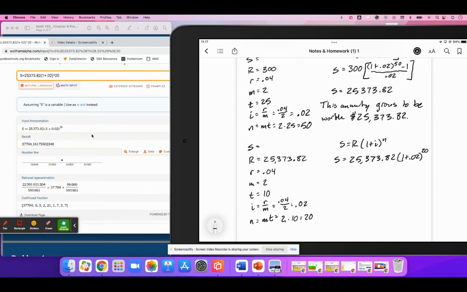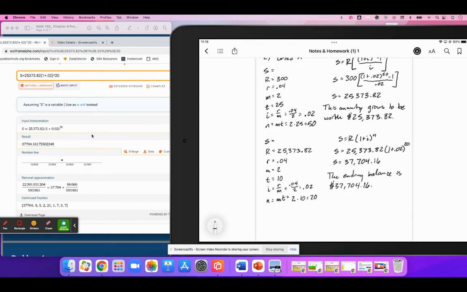And so this grows to 37,704.16. So the ending balance is 37,704.16. Okay, and that's not a huge amount of money.